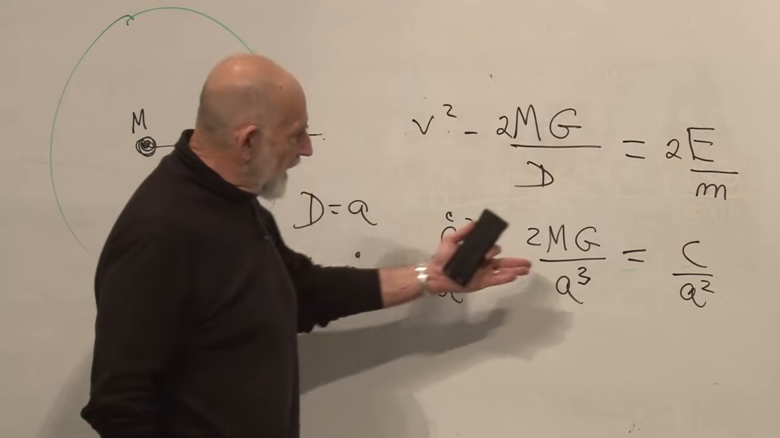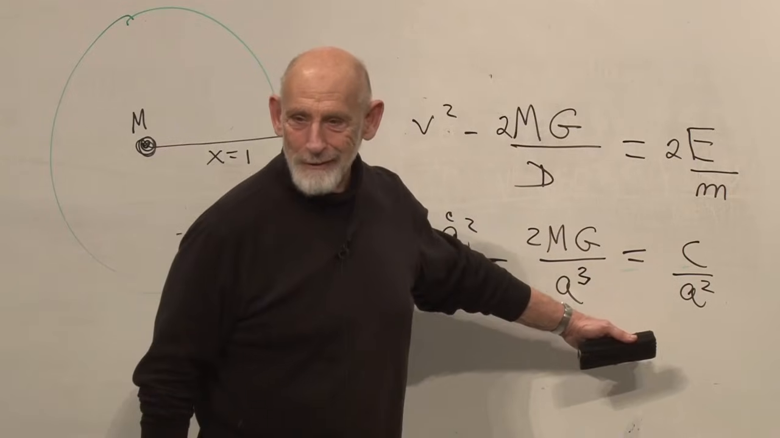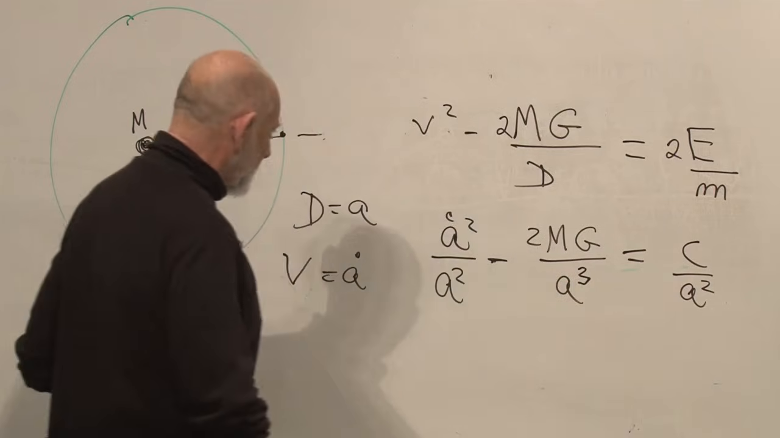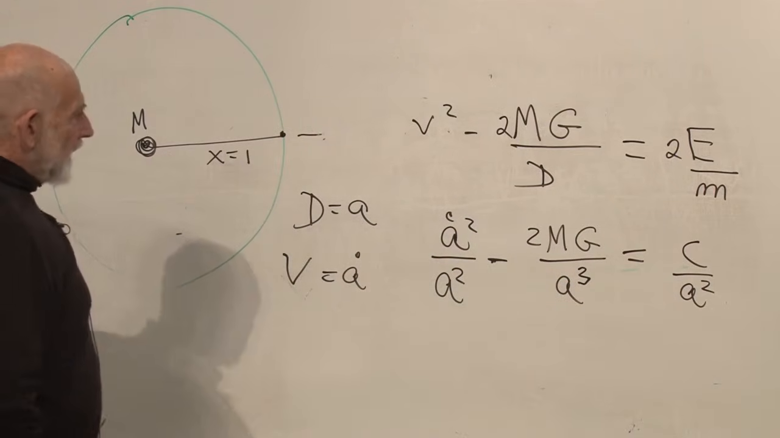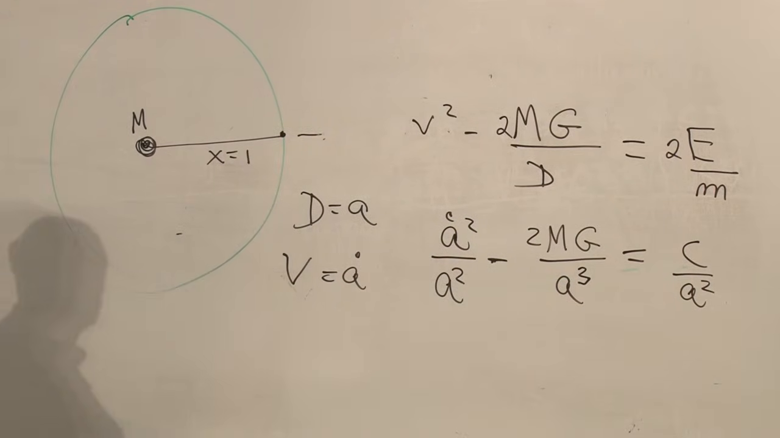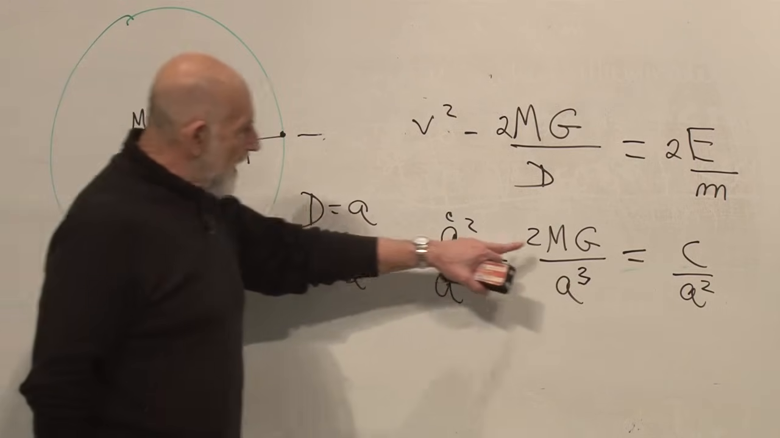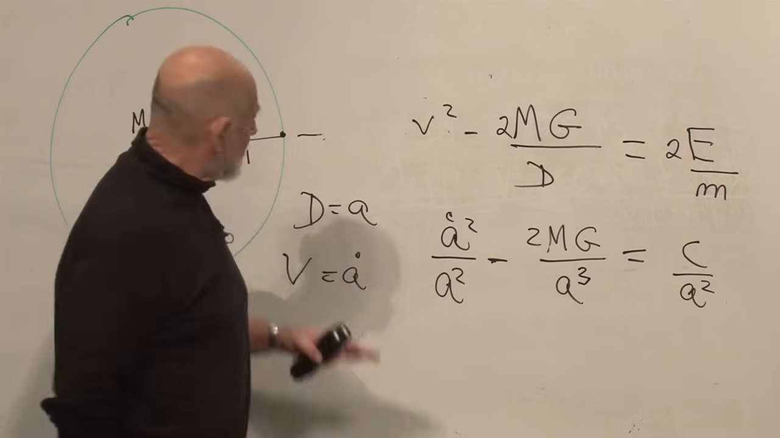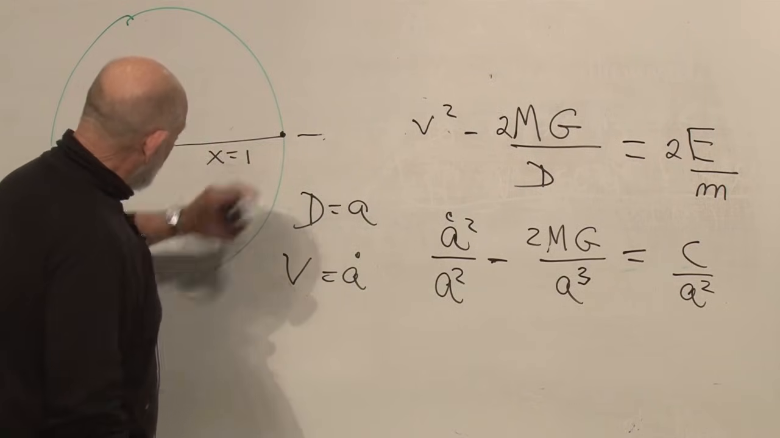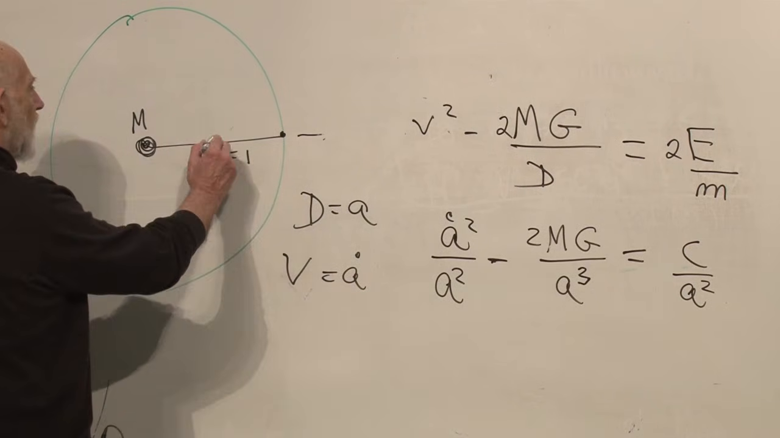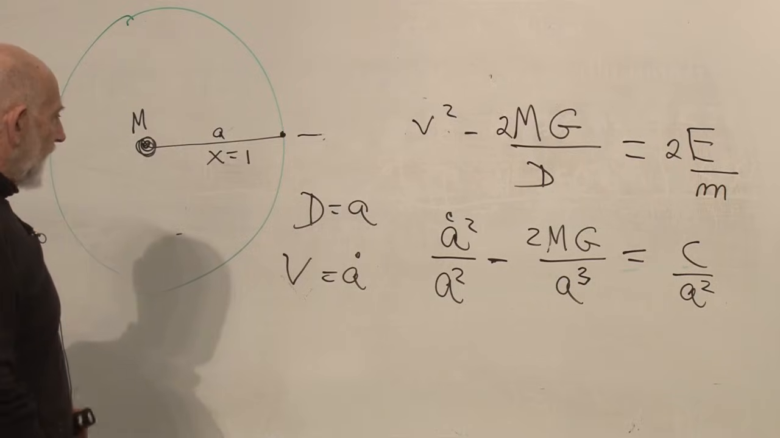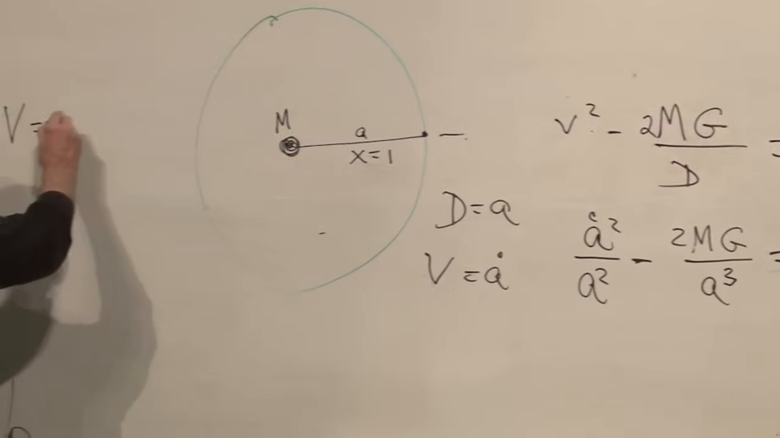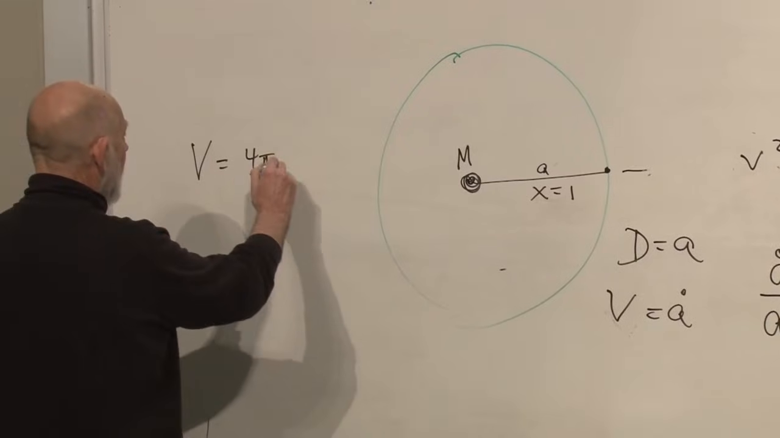Notice something's happened on the right-hand side here. It's no longer a constant. c is still a constant, but a squared now has something new in it. And finally, we used the mass divided by the volume. Now, this is a sphere. This is a sphere of radius a. x is equal to 1. A sphere of radius a, and the volume of a sphere of radius a is 4/3 pi a cubed.